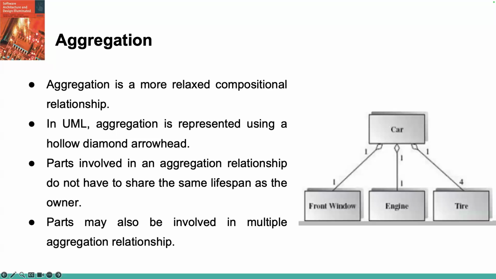A car object aggregates parts such as front window, engine, and tires. Each part can exist independently of the car. An instance of a tire may be used on multiple cars, or an engine could be replaced without affecting the overall lifespan of the car object. In UML, aggregation is represented by a hollow diamond arrowhead, distinguishing it from composition, which uses a solid diamond. In the diagram, the car aggregates multiple parts, but doesn't strictly own their lifespan. This flexibility allows for greater reuse and independence between the whole and its parts.